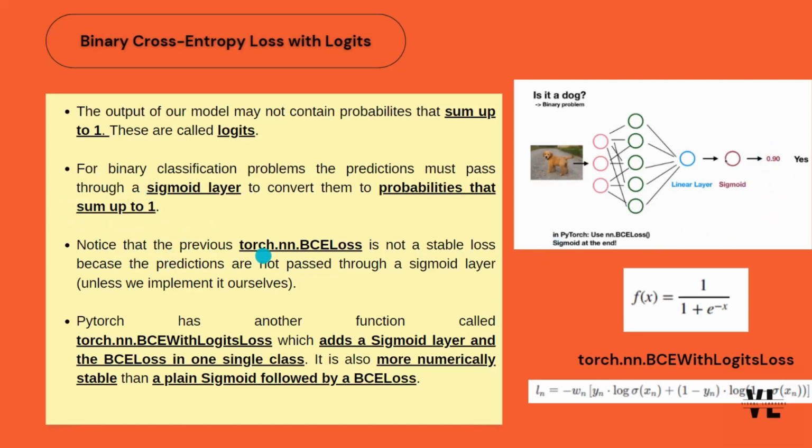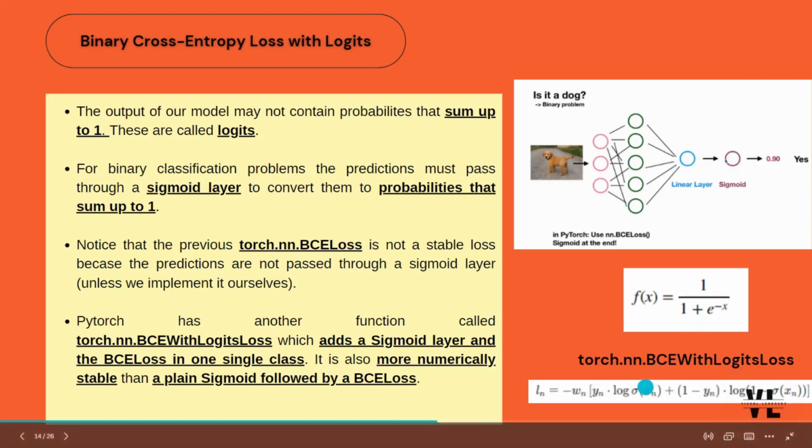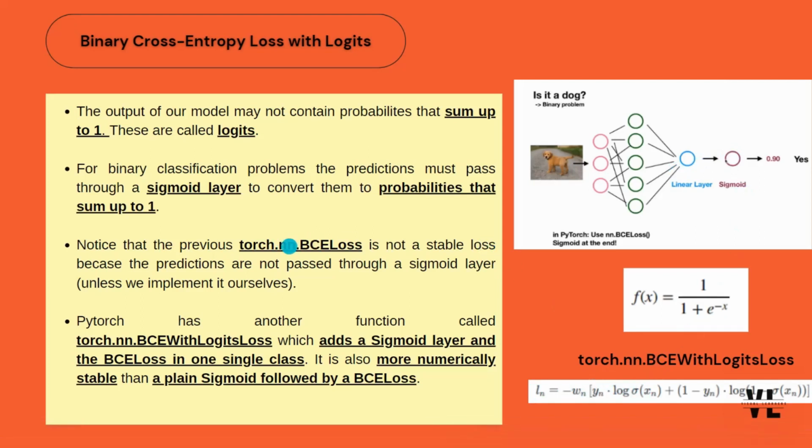But notice that the BCE loss that we mentioned when we introduced the binary cross entropy loss from PyTorch is not a stable loss, because the predictions are not passed through a sigmoid layer unless we implement the sigmoid function ourselves. So when we create the model using PyTorch, we have to use the sigmoid function to convert the output from the model before we use it inside our loss function, if we use the BCE loss, because the BCE loss is not going to be concerned about the sigmoid values. If you just pass the output directly from the linear layer to the BCE loss, this loss may not converge.